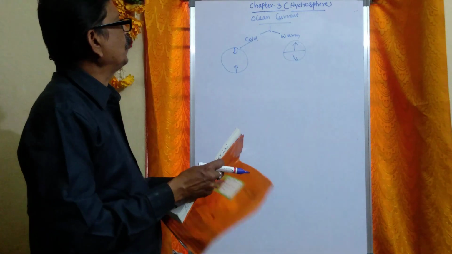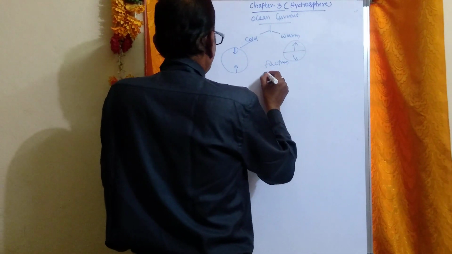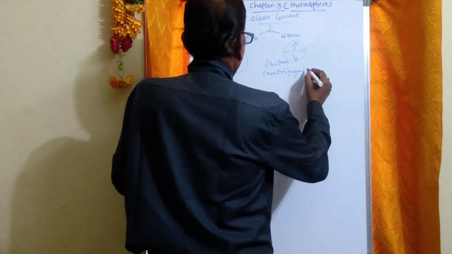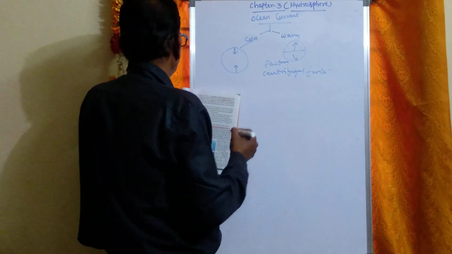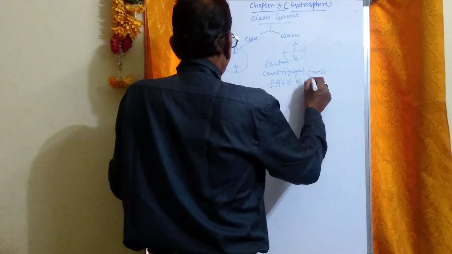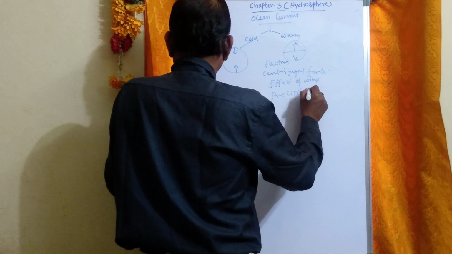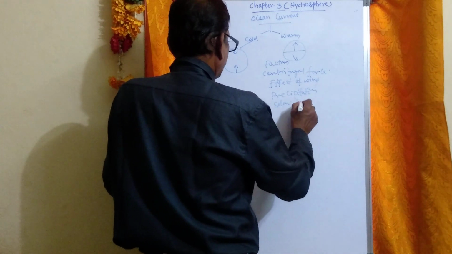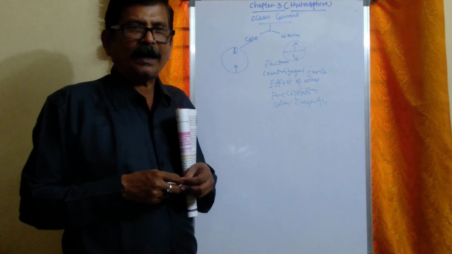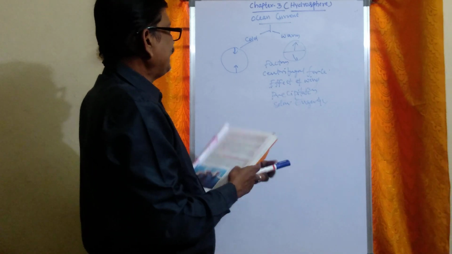What are the factors responsible for the ocean current? The factors are centrifugal force, effect of wind, precipitation, and solar energy. These are the four factors which influence the ocean current.